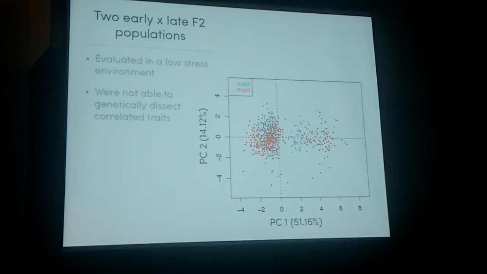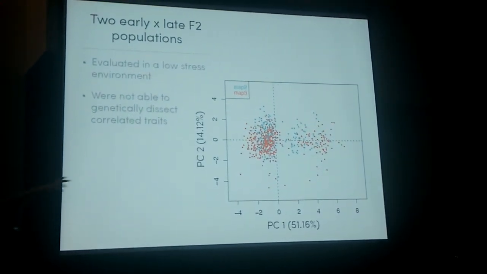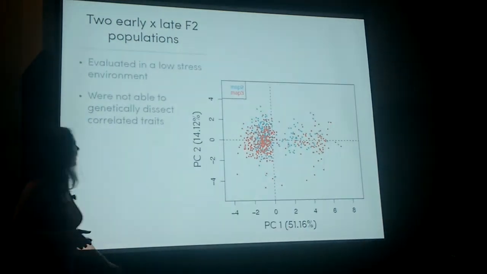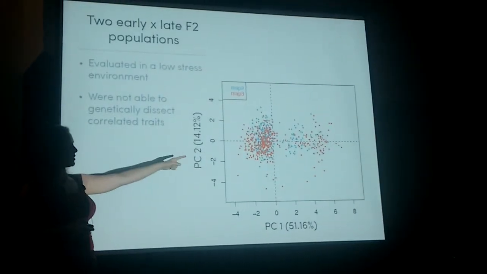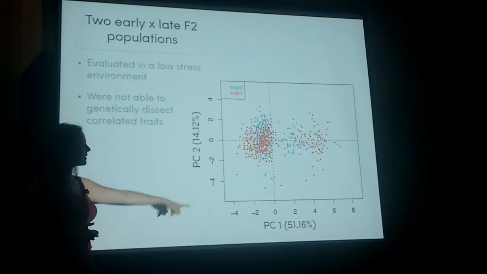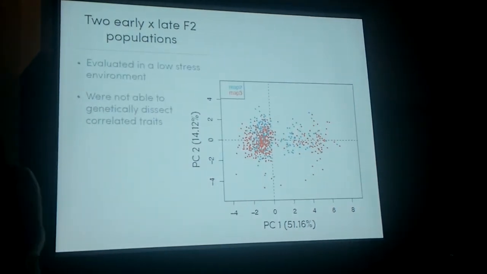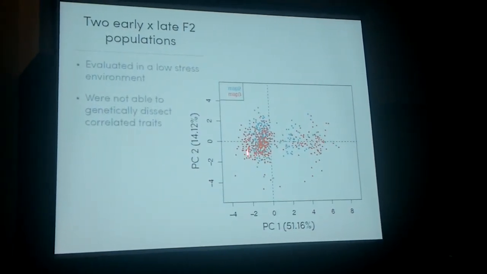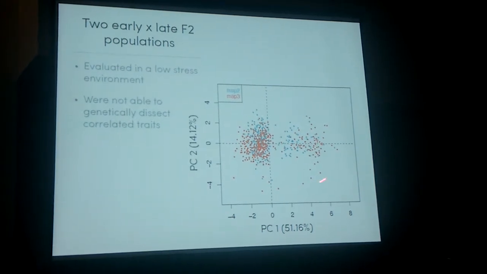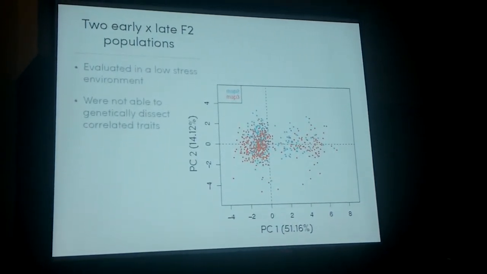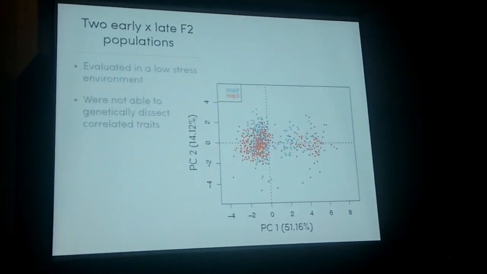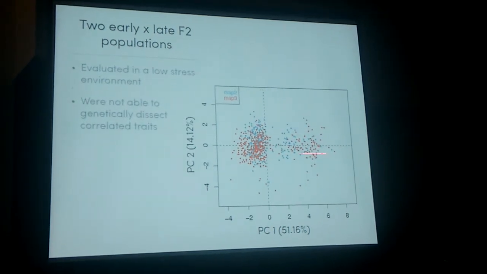Again, I evaluated them in a low stress environment, and this is the key thing. This is the same sort of trait space to show you here, is that I recapitulated in this F2 exactly the same phenotypic distribution, which is essentially, again, these two modes. So in this case, these guys are early, these guys are late, but there's two modes on this first axis, which explains most variation, and along which most of the traits covary.